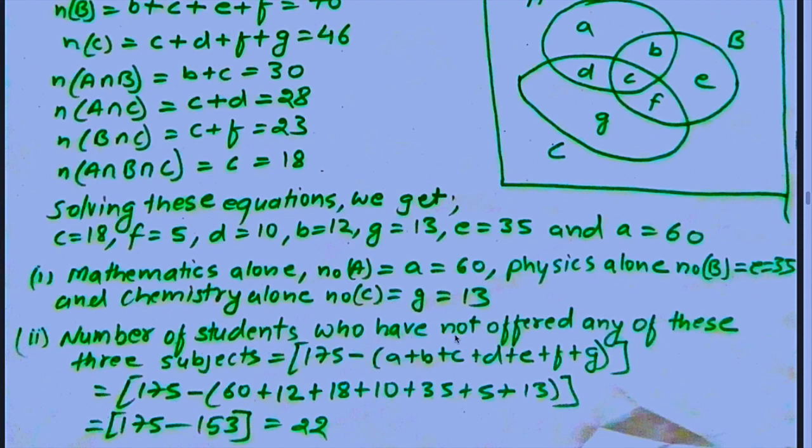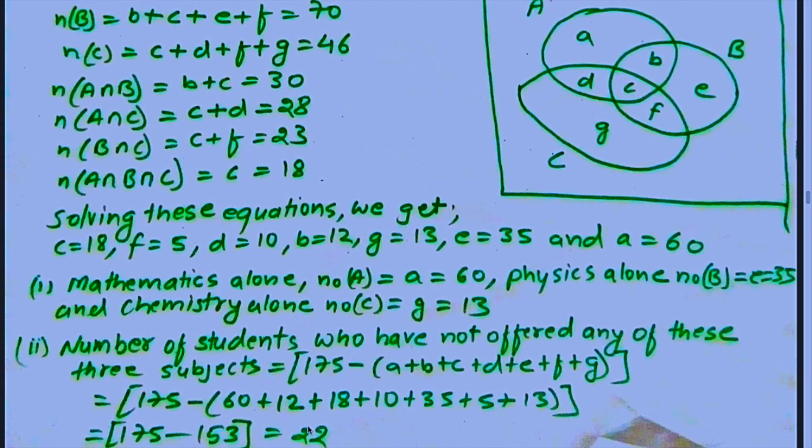The number of students who have not offered any of these three subjects equals 175 minus the union of all three sets, A union B union C. That is A plus B plus C plus D plus E plus F plus G, which is 60 plus 12 plus 18 plus 10 plus 35 plus 5 plus 13, giving 153. All these values came from the Venn diagram. So we get 175 minus 153 equals 22.